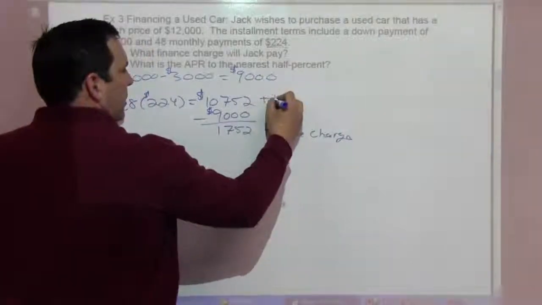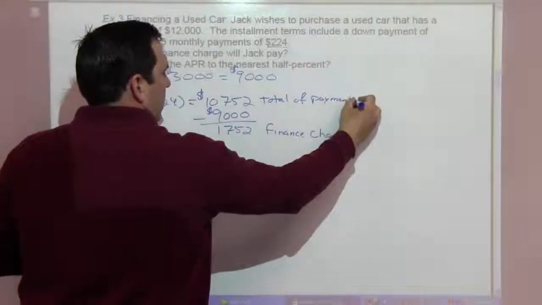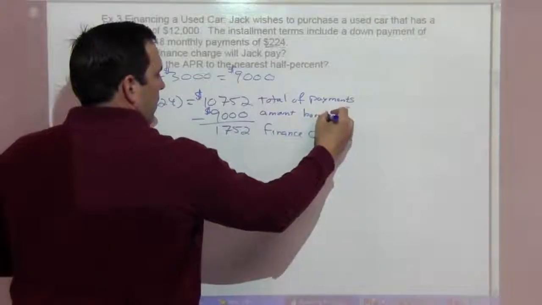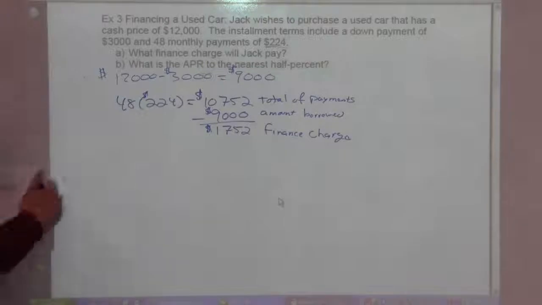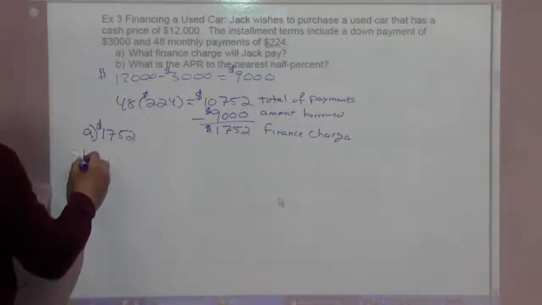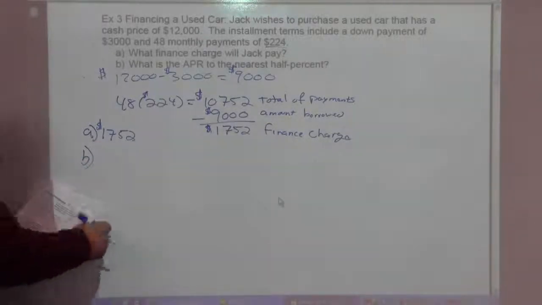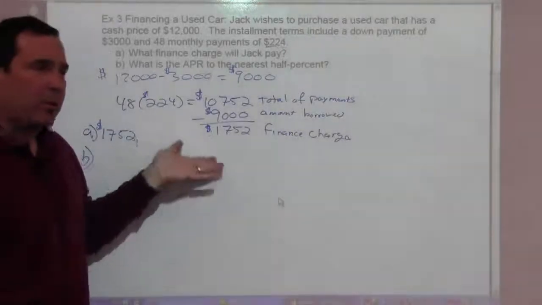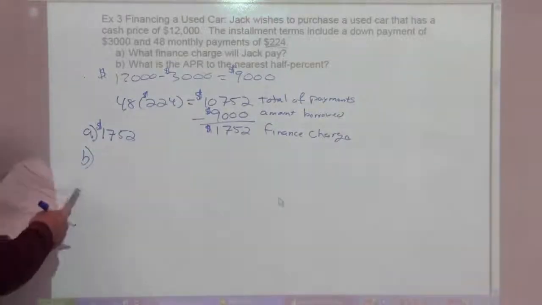This is total of payments here. This is the amount borrowed. Okay, so the answer for A is $1,752. Now for B, what is the APR to the nearest half percent? This is going back to the table. We couldn't really do this part in the formula. We could try, but it's going to be a little complicated. So we're going to do this with the table.